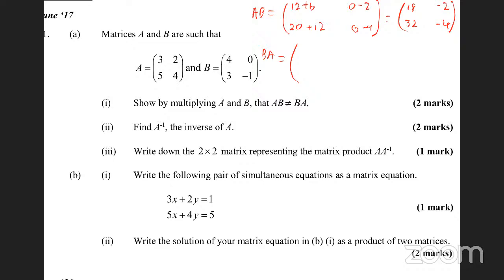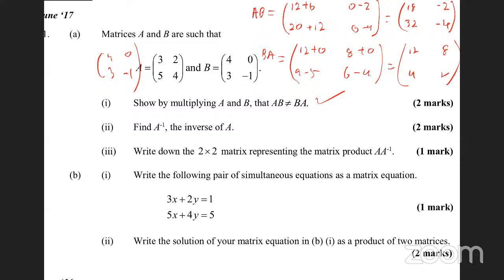Let's check out BA. BA is the other way around, right? So that'll be multiplying 4, 0, 3, minus 1 by 8. So that's 4 by 3, that's 12 plus 0. Then you'll get 8 plus 0. Then you shall get 9 minus 5, and you'll get 6 minus 4. So you're getting 12, 8, 4, 2, which is not the same. Therefore, multiplication is not commutative. They are not the same values.